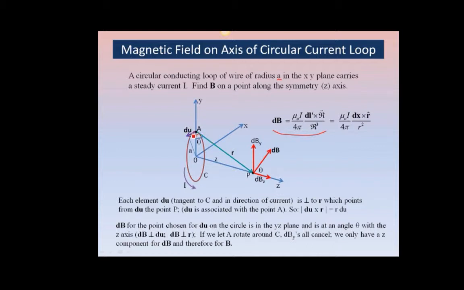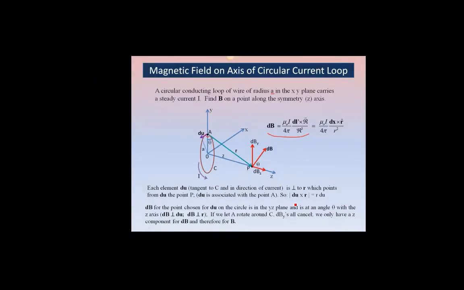And so the magnitude of du cross r is in fact equal to r du. That comes about because of the 90-degree angle between these two. Why? Because the circle is in the x-y plane, and the r vector is in the y-z plane, so those have to be normal to each other.